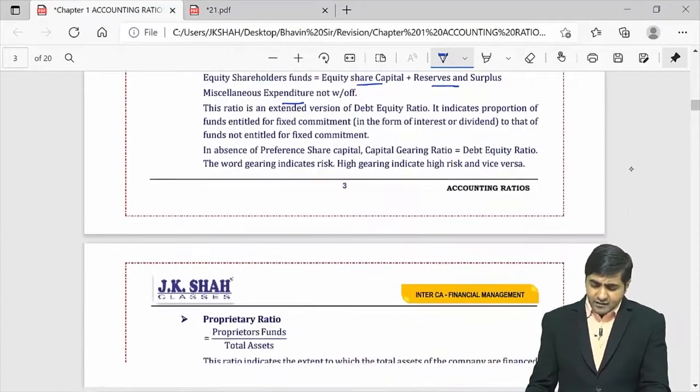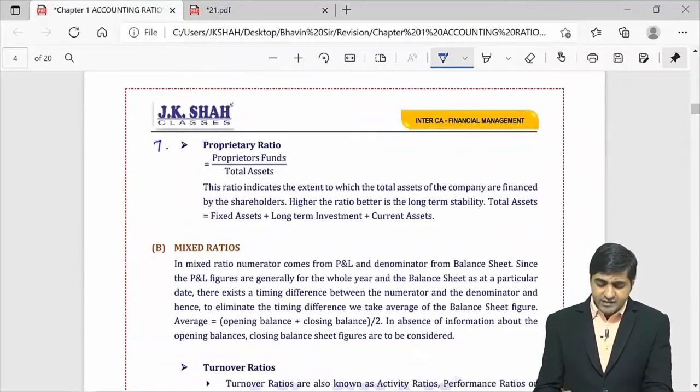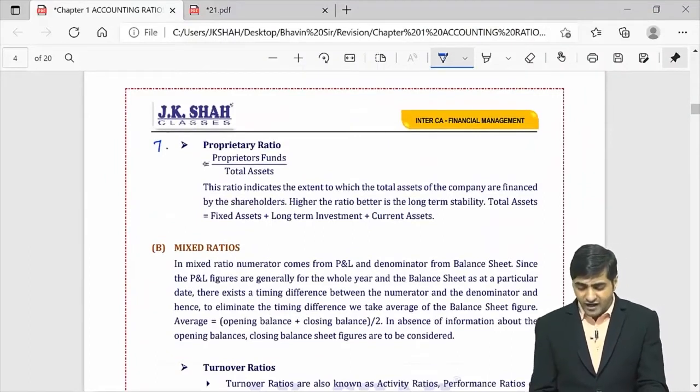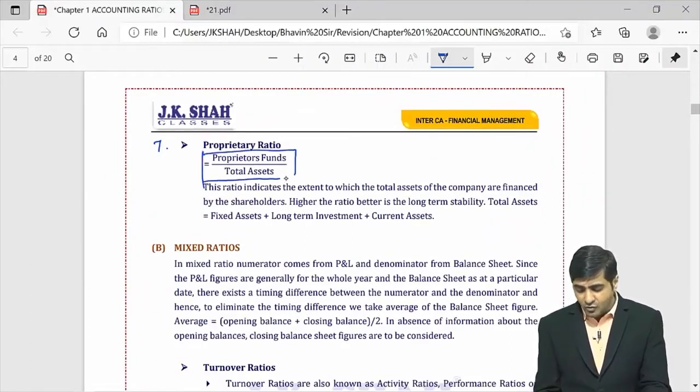Now guys, continuing with the next ratio, which is nothing but the proprietary ratio, where we have proprietor's funds upon total assets.